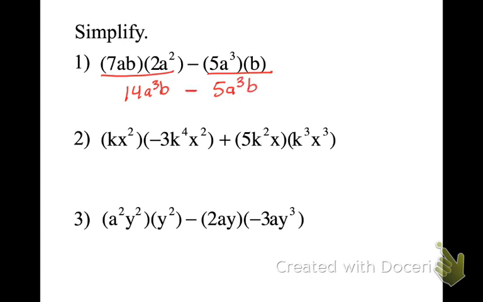And now we can subtract them only if they are like terms. Are these like terms? Yes. So I have an a to the third b, a to the third b. Yes, they are exact like terms. So if I have 14 a to the third b's and I take 5 of those away, how many a to the third b's do we have? 9. We have 9 a to the third b's. All right, pause the recording and try the next two on your own.